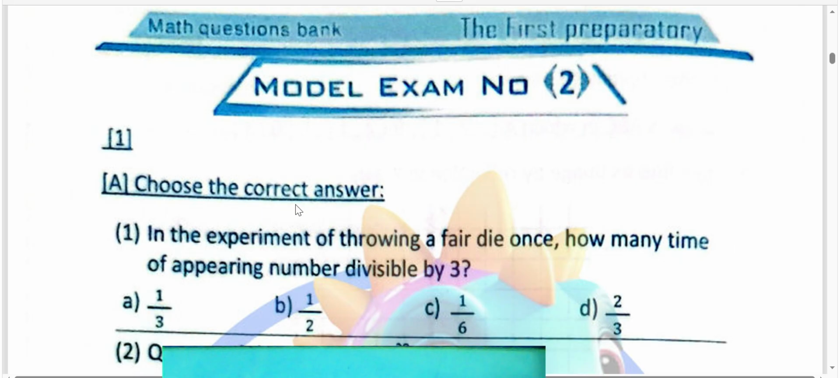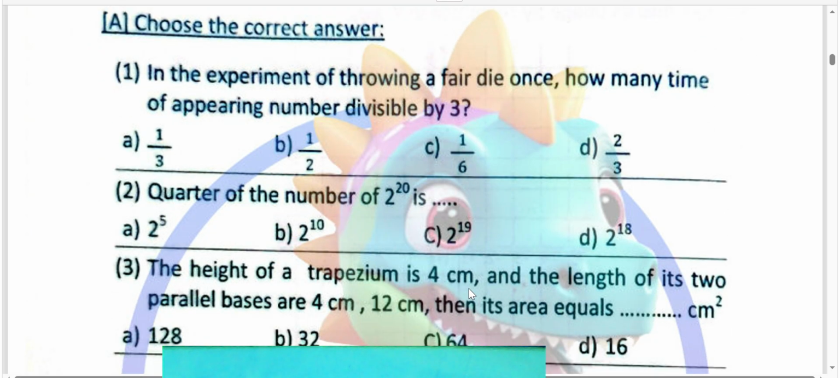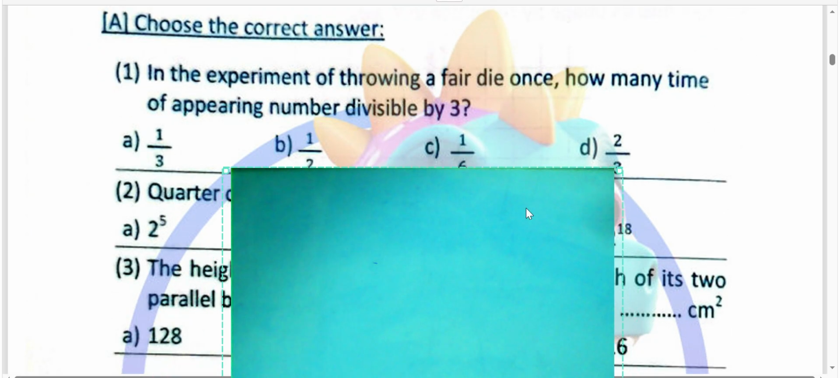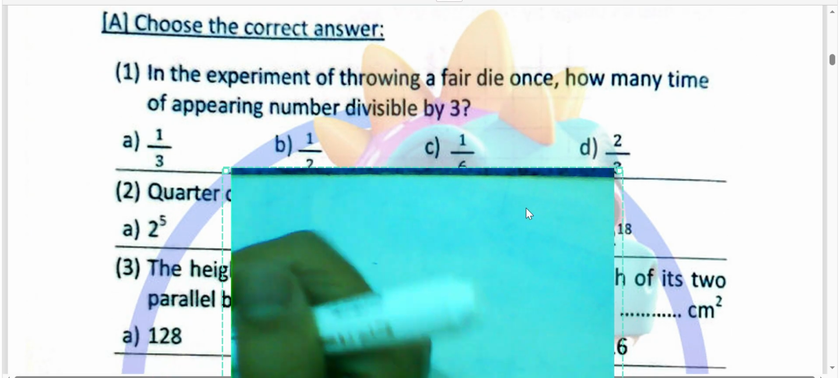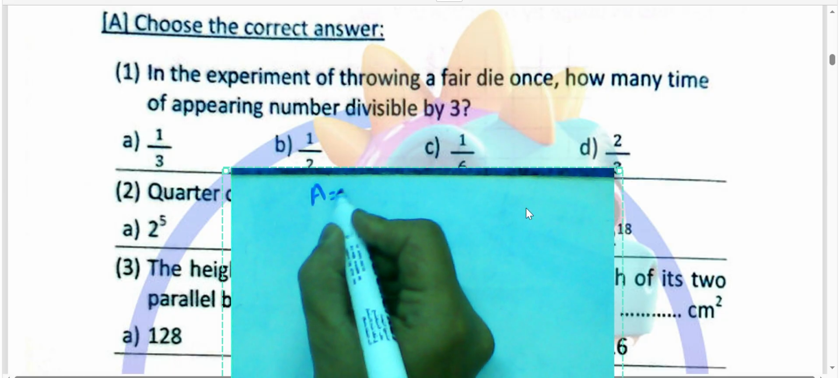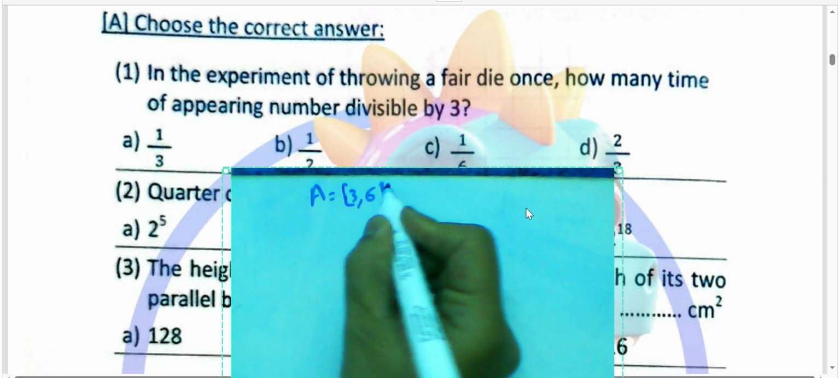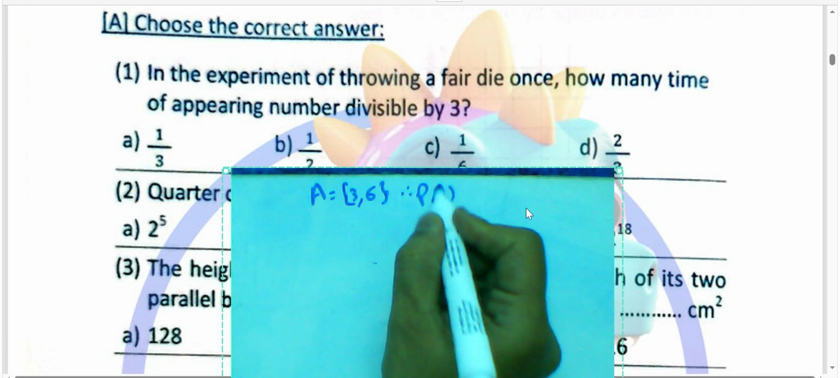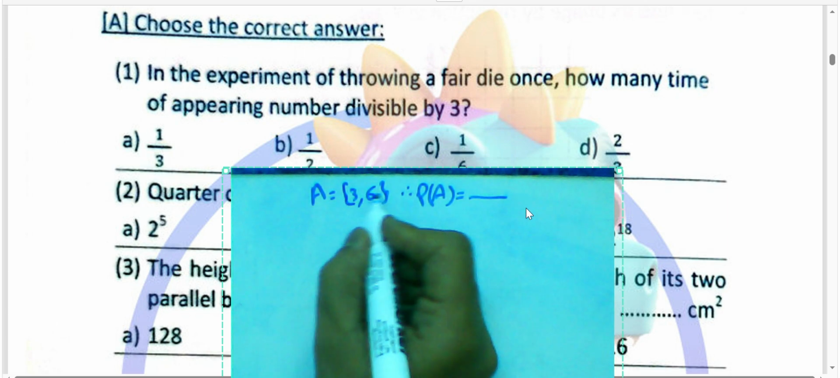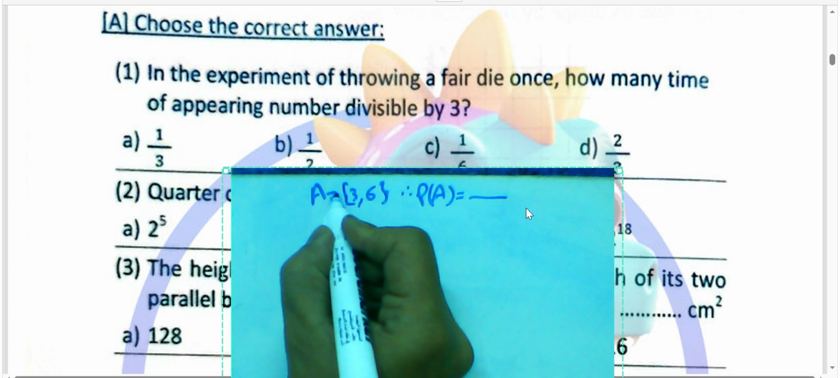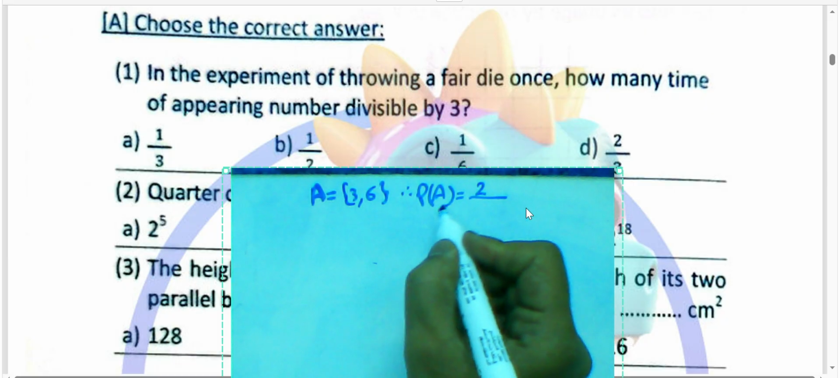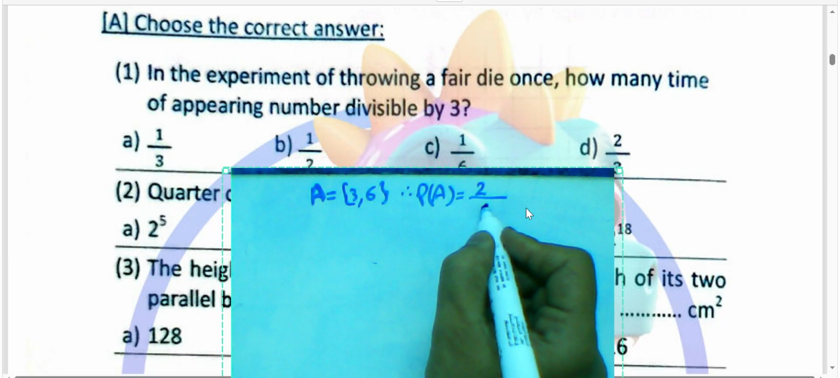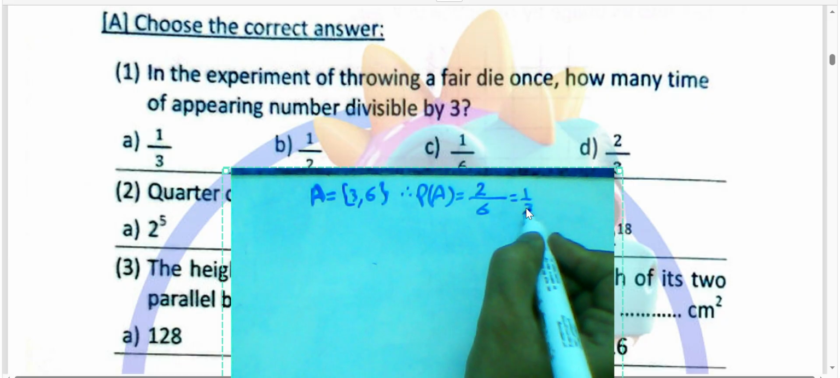First question, choose the correct answer. Experiment of throwing a fair die once. What is the probability of getting a number divisible by 3? We can count the numbers divisible by 3, like 3 and 6 on the die. So we can write the event here as 3 and 6, and then find the probability. Here we have 2 over the total number, which is 6. The result will be 1 over 3.